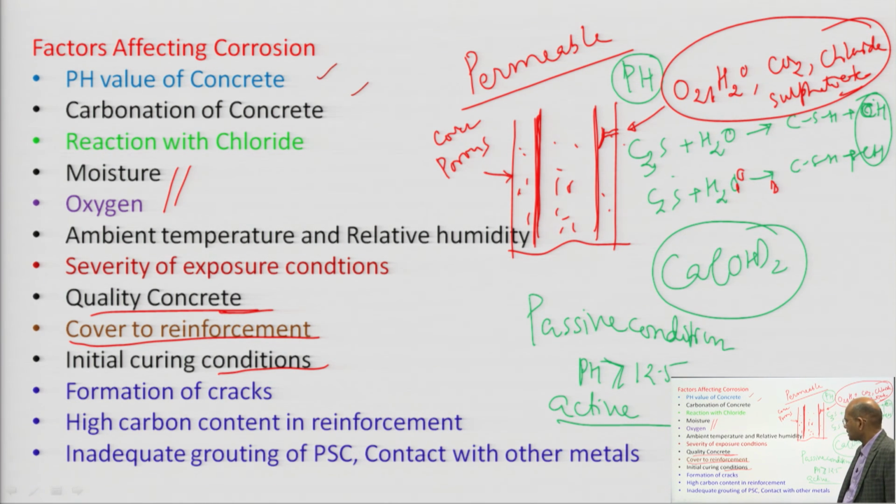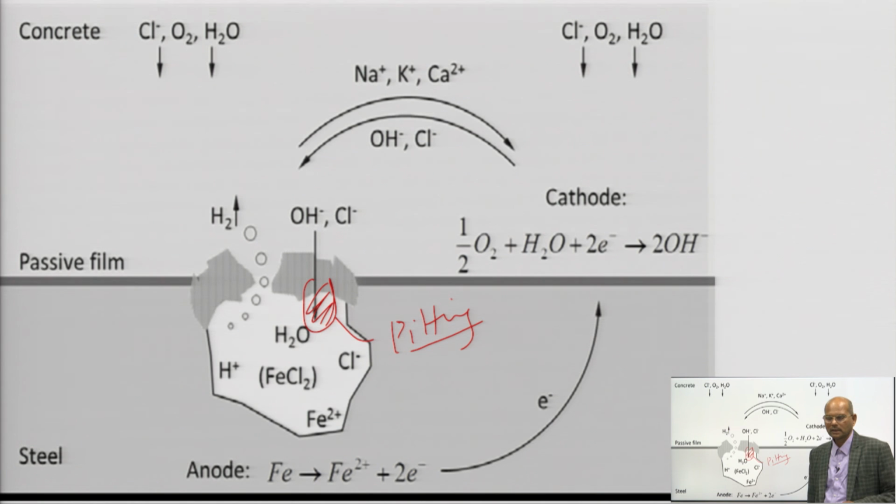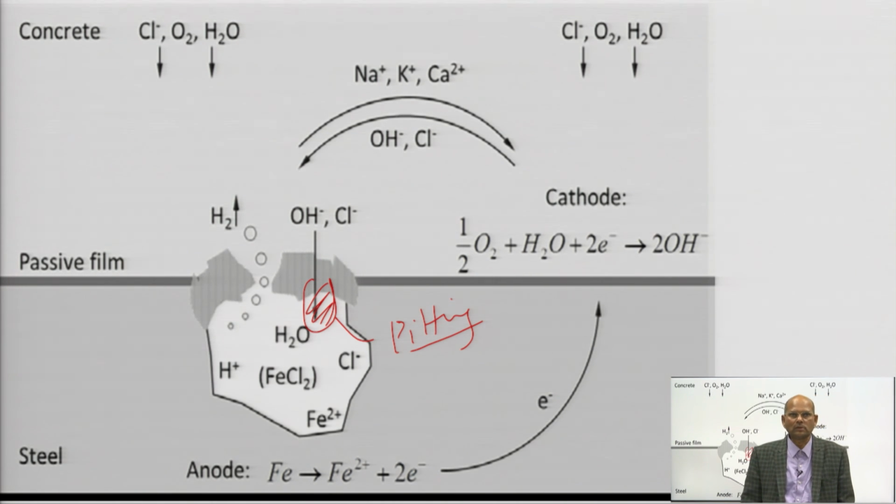So, these are the things. Another important thing is inadequate grouting of pre-stressed concrete, and contact with other metals. So, this is also important. What will happen if you do not grout the pre-stress tendon in post-tensioning operation? Your tendon may be exposed to atmosphere, and corrosion will be there. If corrosion takes place in the pre-stress tendon, cable or wire, that will snap. Once it snaps, then your complete structure will collapse.